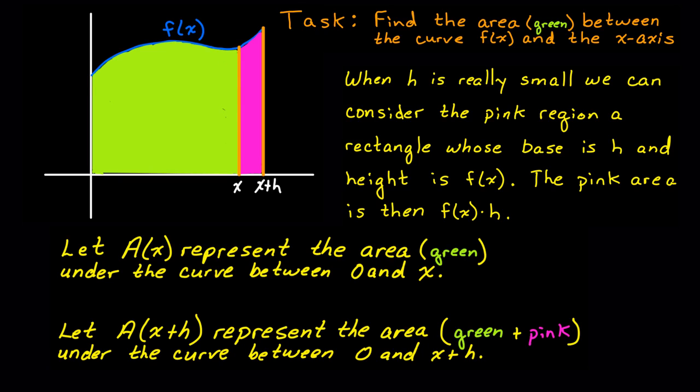And when it becomes so small in between there, this height actually approaches the same height as the other one. So that's going to give us the height of the rectangle being f of x. That means the pink area is going to be f of x times h. That's your h is your base, f of x will be your height of this. And again, that is when h is very small.